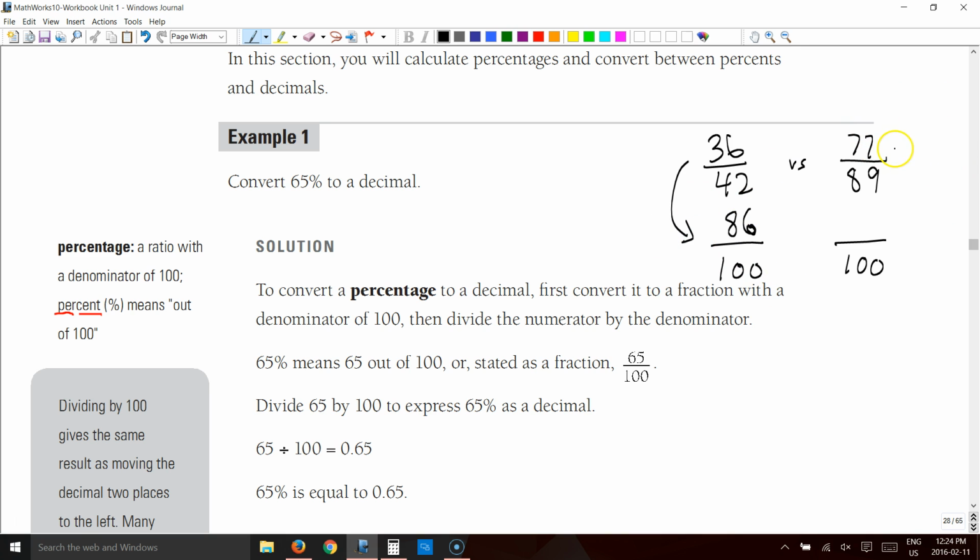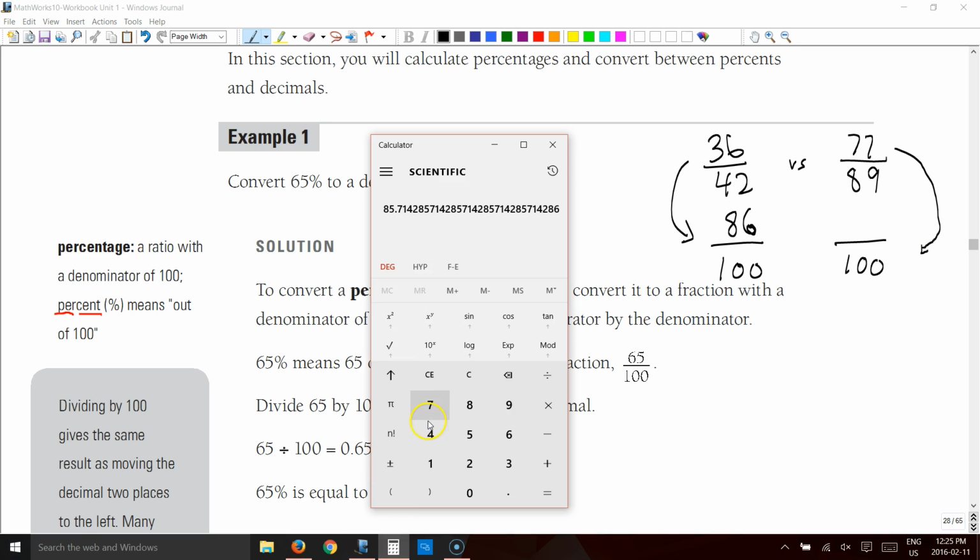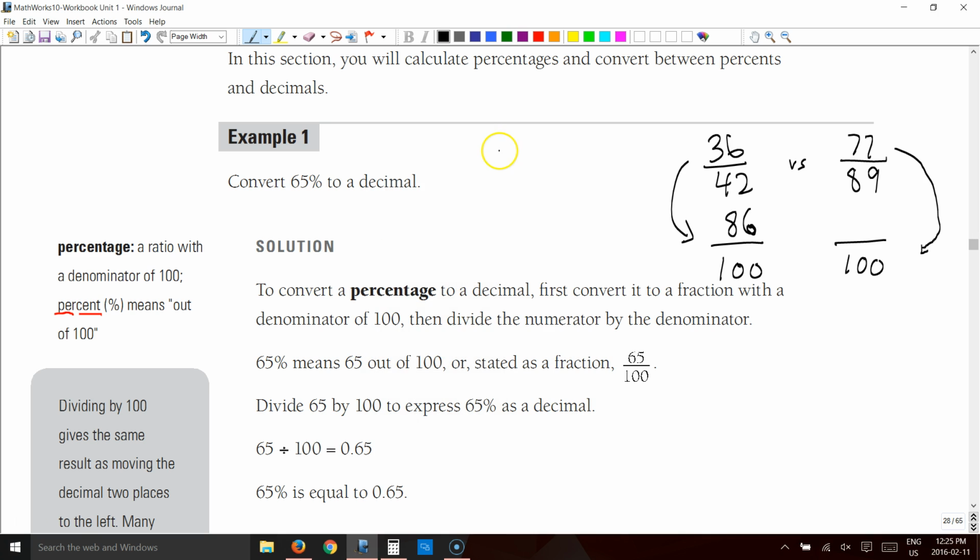And let's see what happens with the other side here. 77 divided by 89 is 86.5 or 0.865. Let's multiply that by 100 to convert a decimal into percent. So it's 86.5. Let's call that an 87. Okay? So you can see now that this one on the right-hand side is greater by a small margin. But in the original questions, it was very difficult to see which one was greater. Okay? That is the whole purpose of having percentages in our lives.